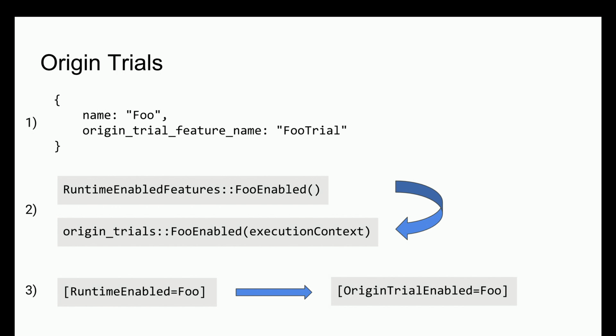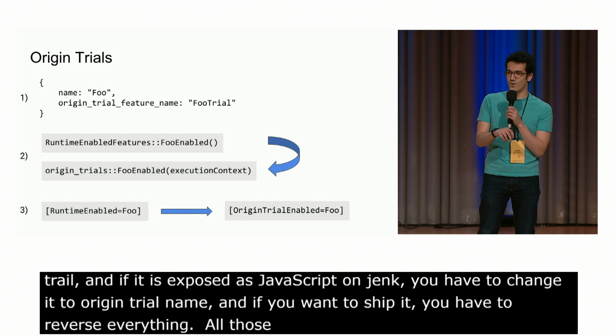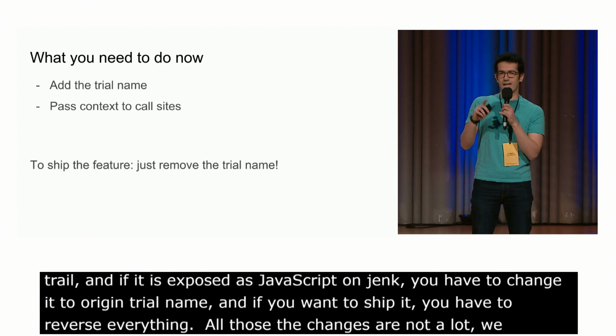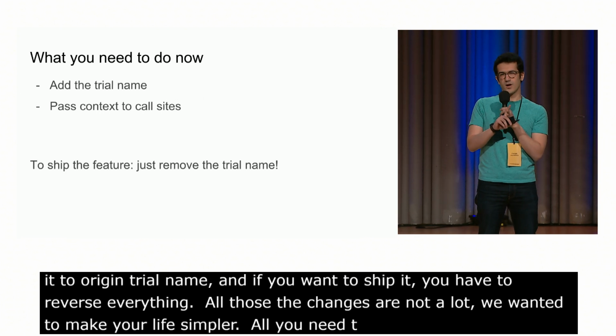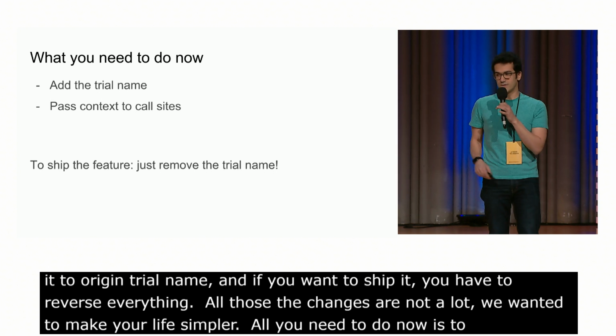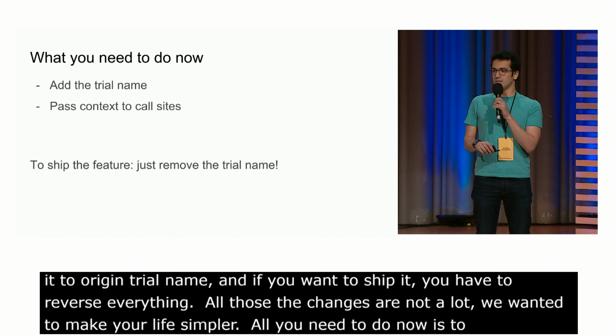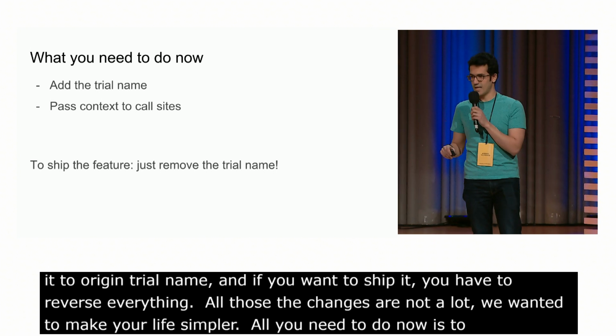So although these changes are not a lot, we wanted to make your life simpler. So all you need to do now is just add the trial name and pass the context to the previous function calls. And when you want to ship it, just remove the trial name. Simple as that.